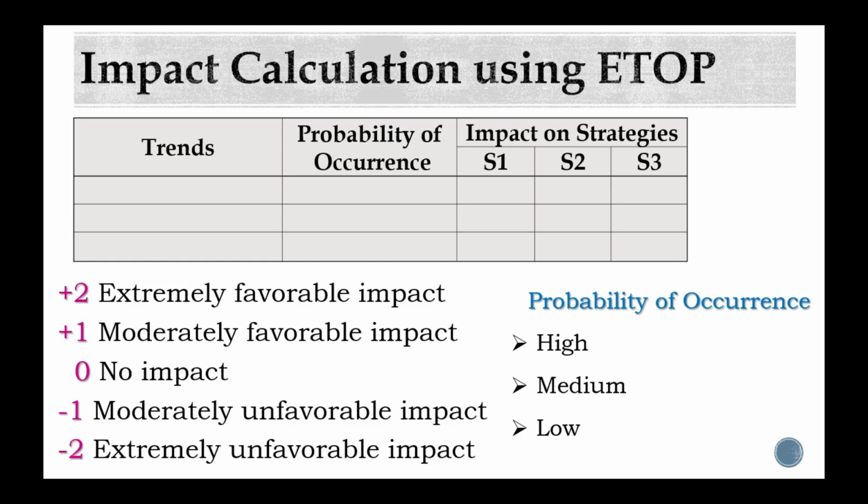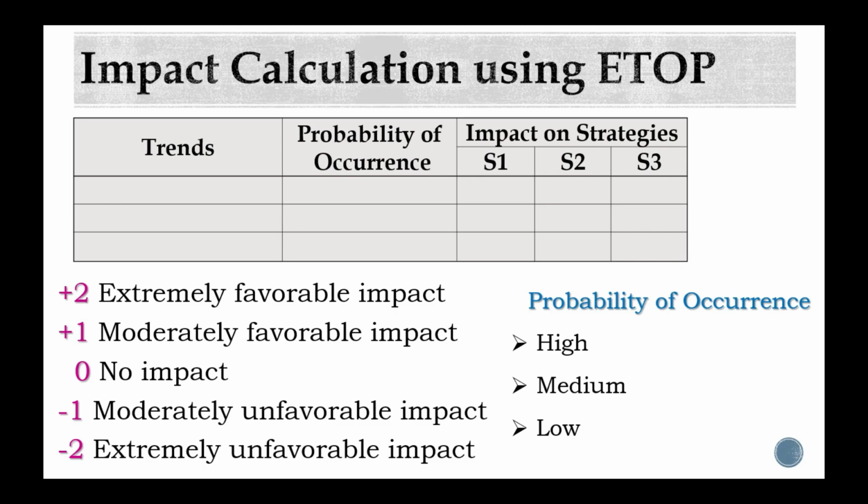In the first column, we will be writing the trends or the important factor, that is political, economical, socio-cultural, technological, etc., and then its sub-factors. In the second column, we will be writing the probability of its occurrence, which can be high, medium or low. And in the next respective columns, S1, S2, S3 are the alternate strategies which are being formulated. So these trends or the sub-trends or sub-factors may have their positive or negative impact on these alternate strategies.